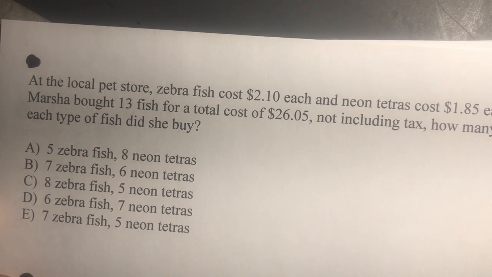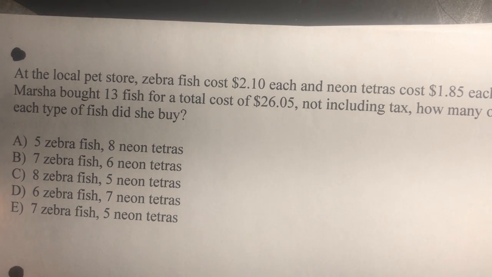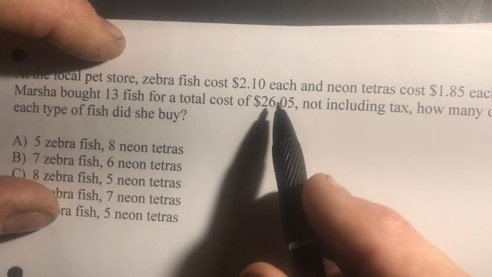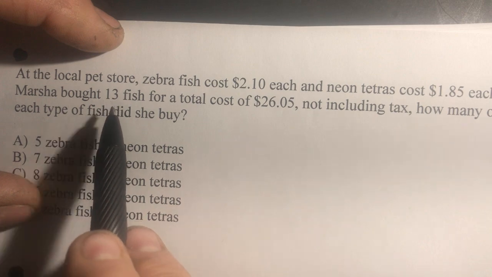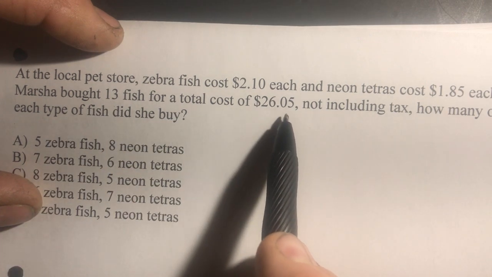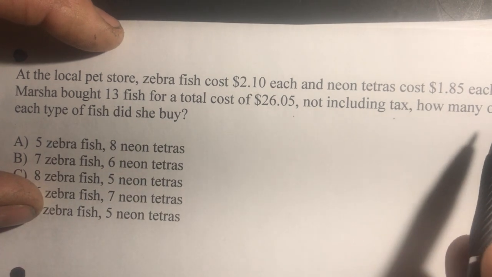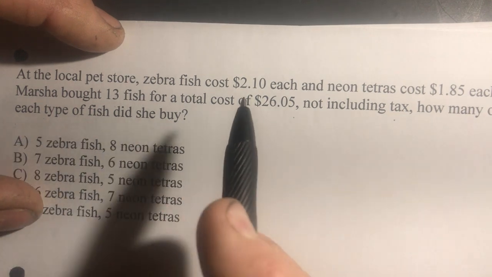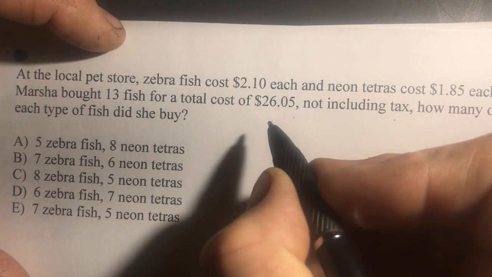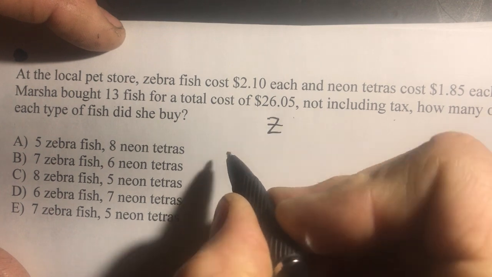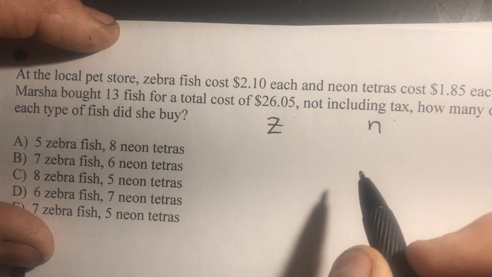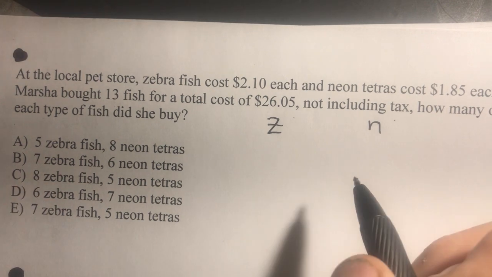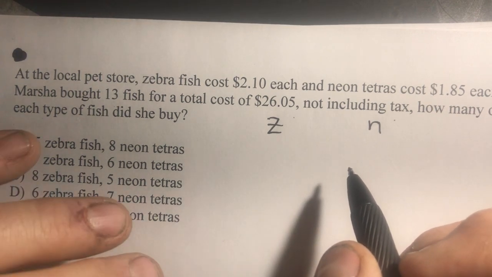All right. So here's a problem. The local pet store, zebra fish cost $2.10 each, and neon tetras cost $1.85 each. If Marsha bought 13 fish for a total cost of $26.05, not including tax, how many of each type of fish did she buy? All right. So I'm going to let Z be the zebras. I'm going to let N be my neons. I've got these two variables I need to solve, and there should be 2 equations I make up here.